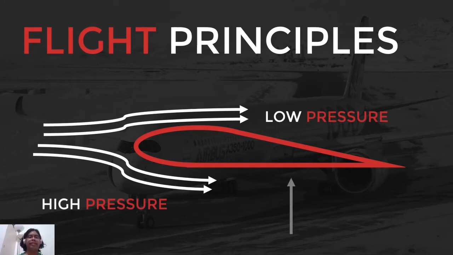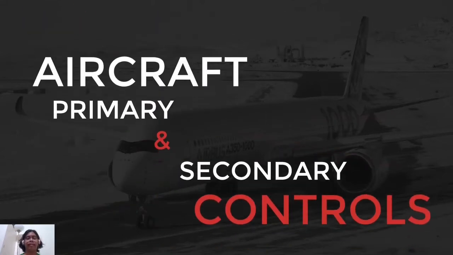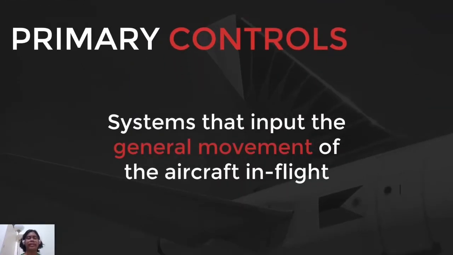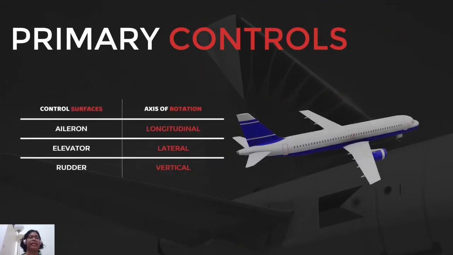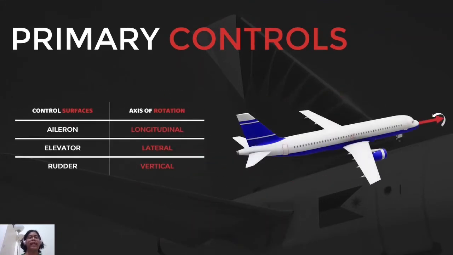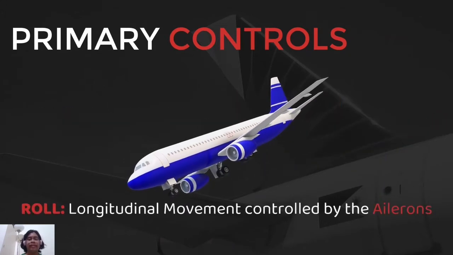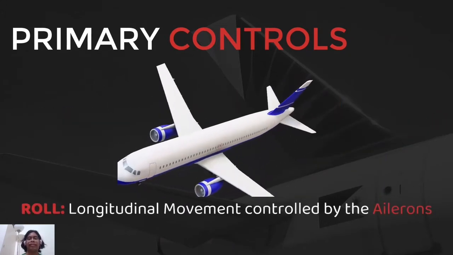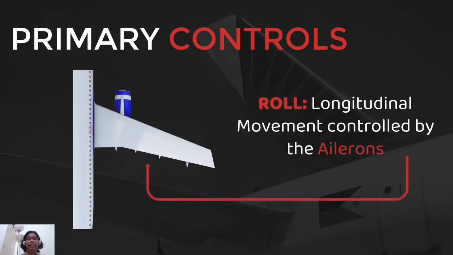With these in mind, let us now proceed with the aircraft controls, starting with the primary controls, which are the systems that input the general movement of the aircraft along the three principal axes, namely the longitudinal, the lateral, and vertical. Movement around the longitudinal axis is also called roll. This is controlled by the ailerons, which are located on the aircraft's wings.